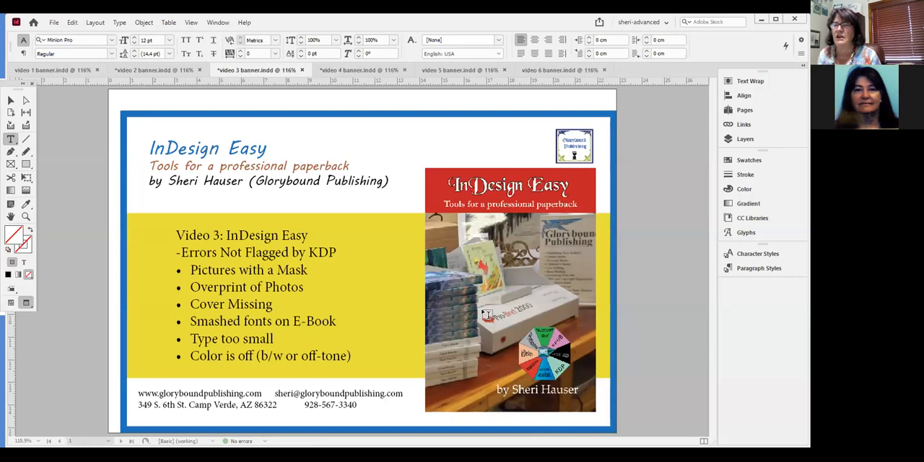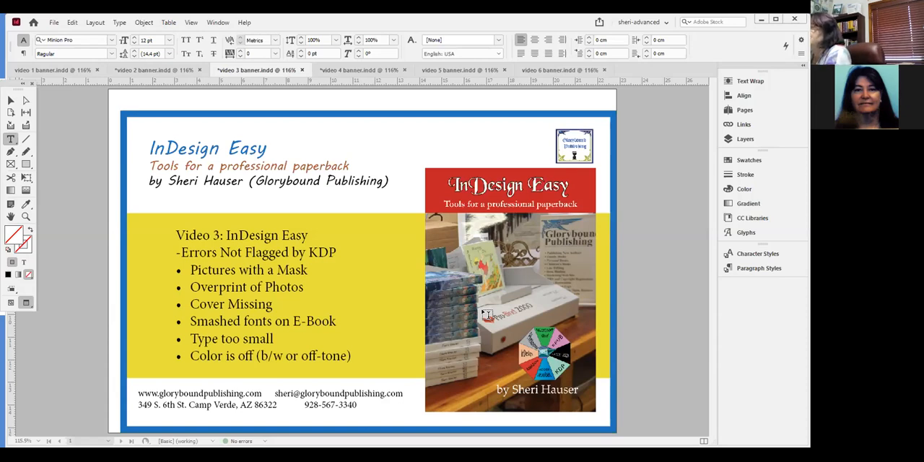Initially, this set of videos is supposed to help you if you want to upload your book onto KDP, Kindle Digital Publishing, which is a subsidiary of Amazon. These are what we're going to look at today: pictures with a mask, overprint of photos, cover missing, smashed fonts, type too small, color is off. These videos are meant to be short videos, so we're just going to launch right in.